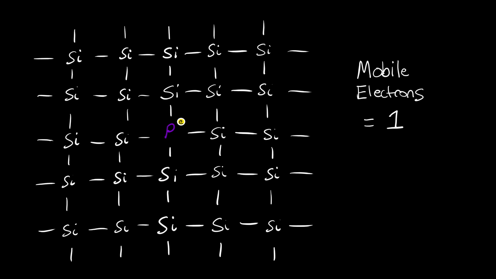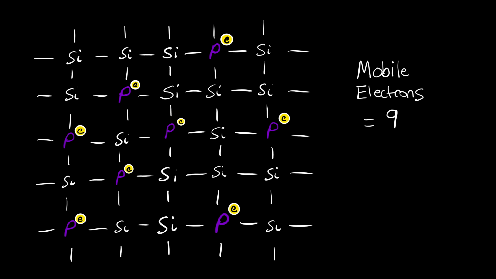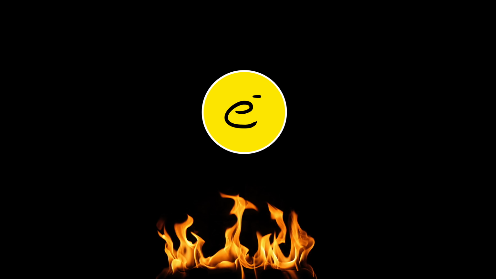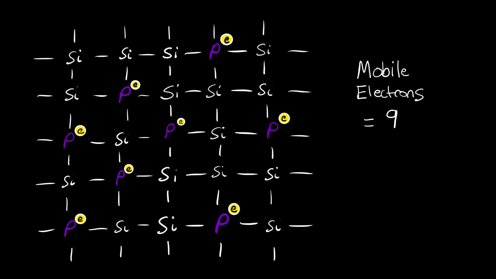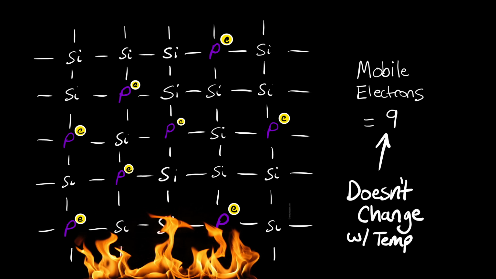Now, one additional electron is not much, but for every phosphorus atom we add another mobile electron. If we add enough, we get a very conductive material indeed. What's even more useful is the fact that unlike the mobile electrons generated by heat from earlier, the number of mobile electrons here is equal to the number of phosphorus atoms, and is unrelated to the temperature of the material. This means that our material properties will be less thermally sensitive, and we can operate over a wider temperature range.